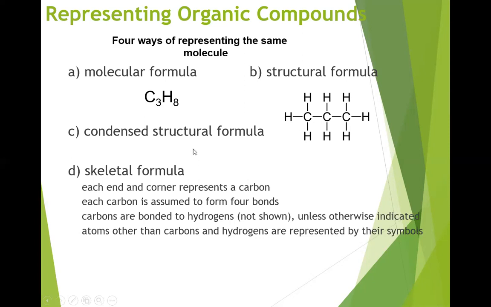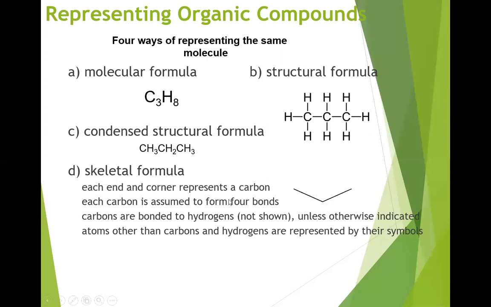Now, what about the condensed form? For the condensed form, where we have the structural formula, we have 3 carbons. The first carbon here has 3 hydrogens, and same thing, we have CH3. The next carbon has 2 hydrogens. That's why we have CH2 here. And the last carbon here has 3 hydrogens. That's why we have CH3.